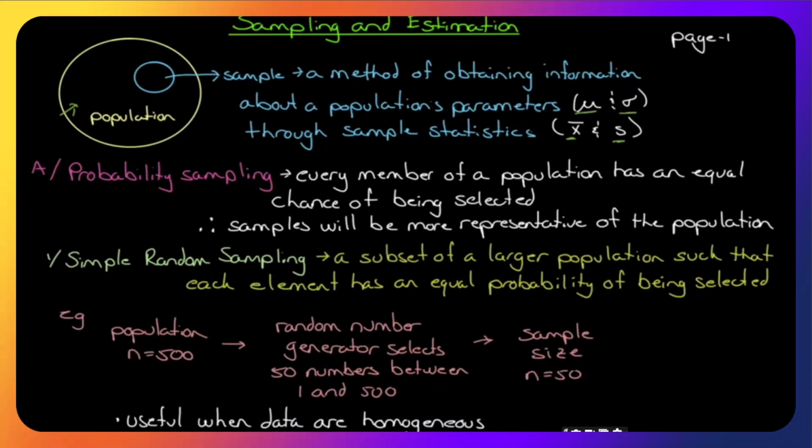Let's look at probability sampling. Here, every member of a population has an equal chance, that's important, an equal chance of being selected. Therefore, samples will be more representative of the population. I want to take a minute on this. When we get to non-probability sampling, we're not saying that the samples will not be representative. They have the potential to be representative of the population. It's just that with probability sampling, they will be more representative of the population.